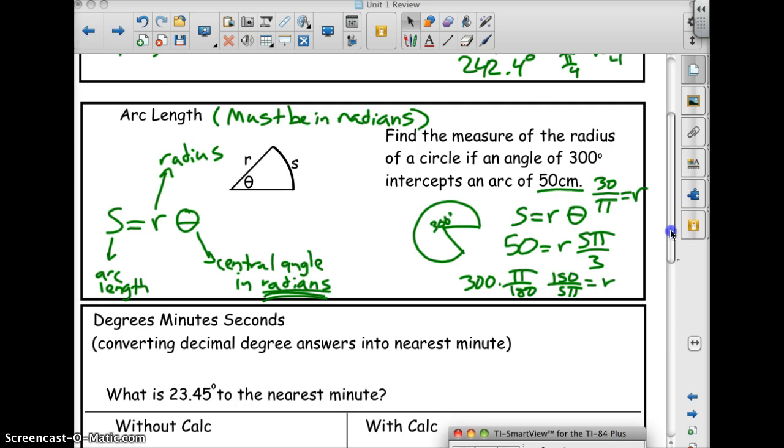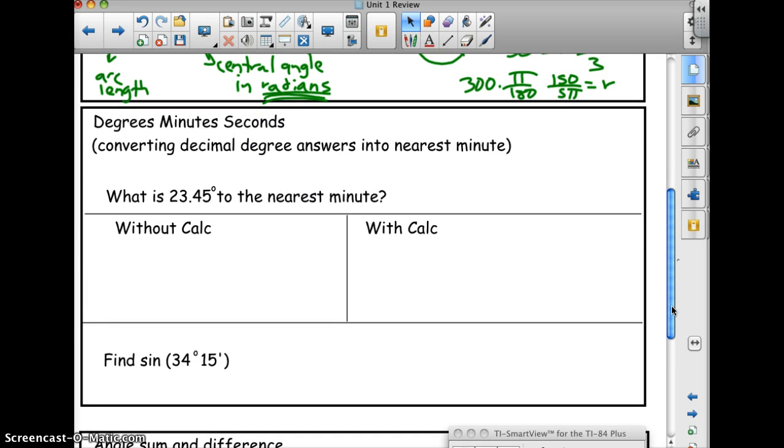Okay, degrees, minutes, seconds. What you want to do here is convert a decimal degree answer into the nearest minute, perhaps. Like, what is 23.45 degrees to the nearest minute? They ask you to find an answer to the nearest minute or nearest 10 minutes. You need to be able to convert that decimal into minutes. So without the calculator, I'm going to keep the 23 degrees, but that's 45 hundredths. I don't want to turn it into hundredths. I want to turn it into 60ths because there are 60 minutes in a degree.